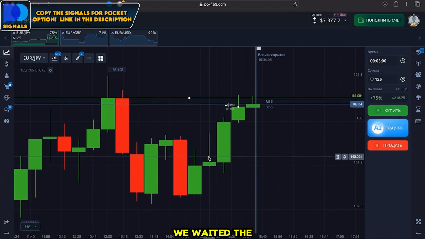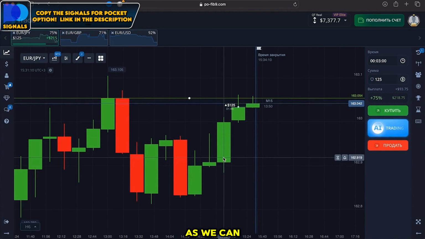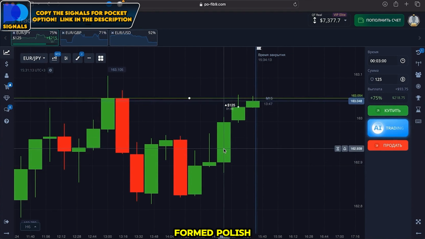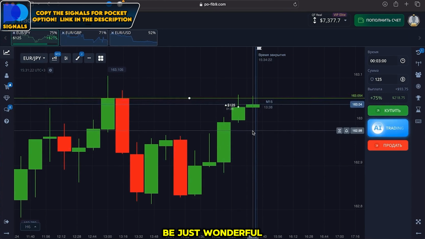We waited. The first and second candles formed, of course, with a pullback, but the third one, as we can see, has already formed bullish, and if we had followed the same rule that I just explained, we would have already made several profits, and that would be just wonderful for our balance.